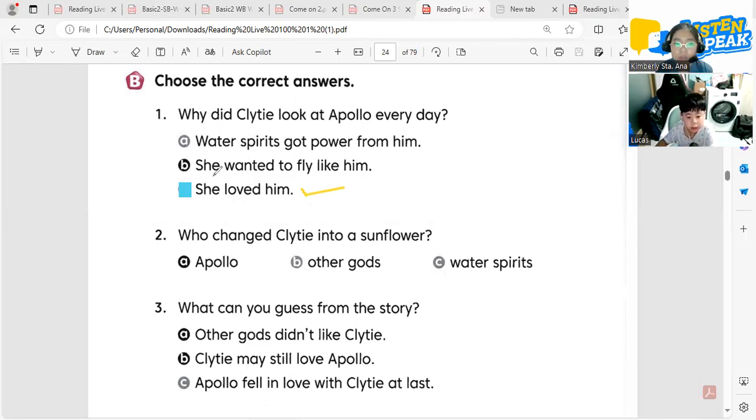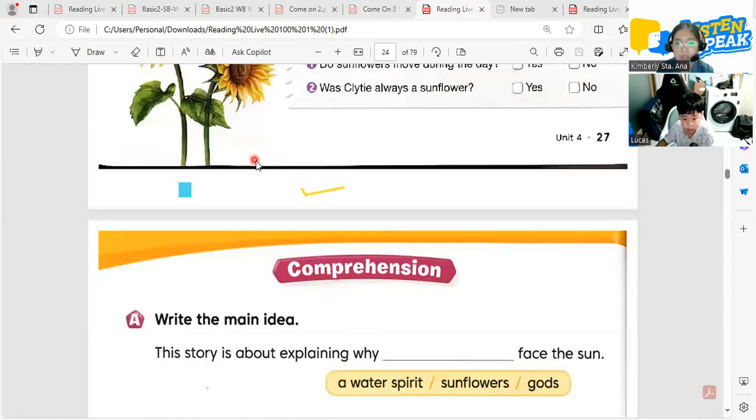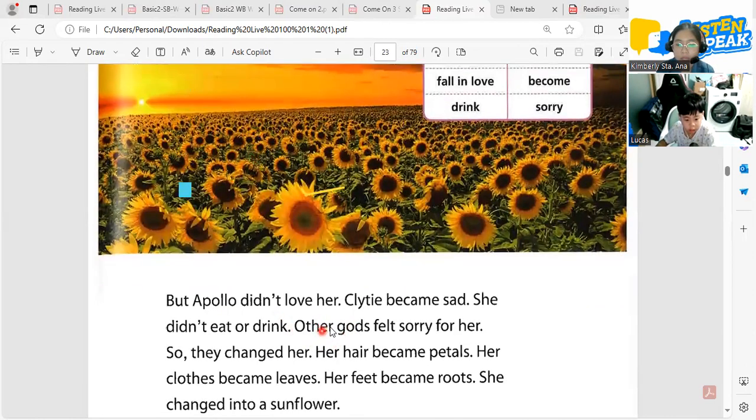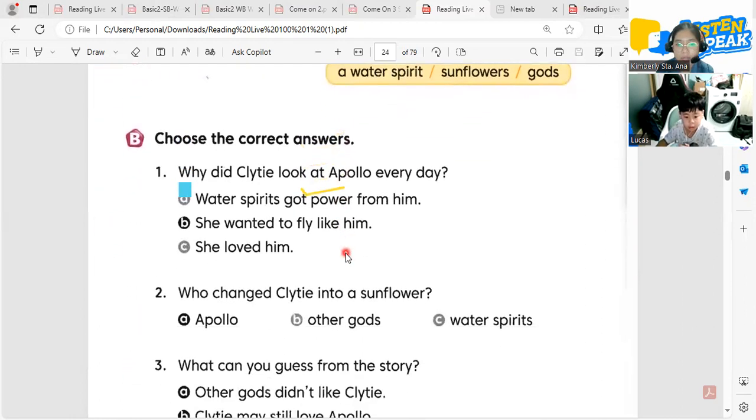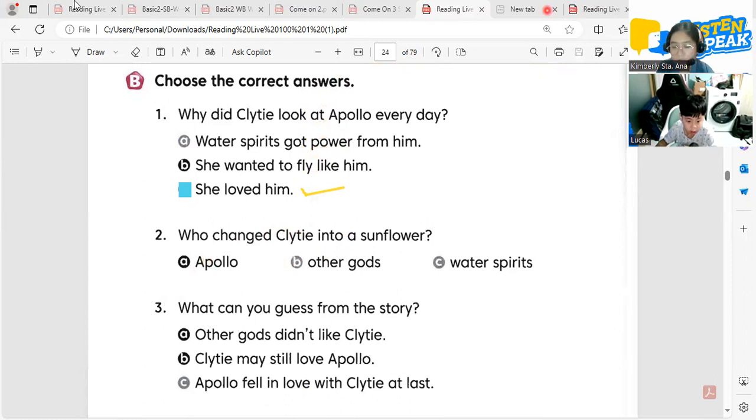Who changed Clytie into a sunflower? Let's go back. The other gods. So what's the answer here? Who changed Clytie into a sunflower? Other gods. Okay, so let's have number three. What can you guess from the story?